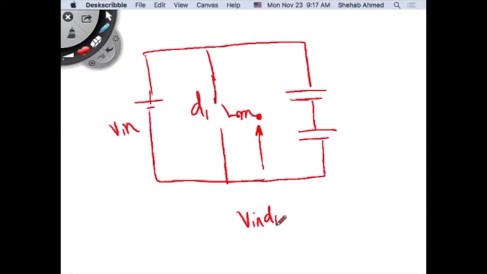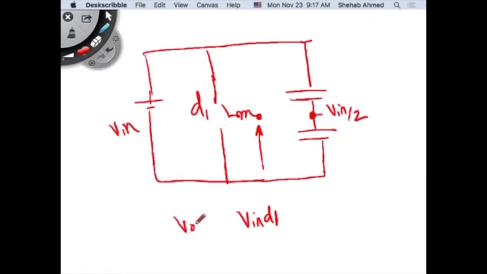V in times D1. What is my voltage here? This is the capacitive voltage divider. So this is V input here. This is V input over 2. Two capacitors across the DC supply. It's a capacitive voltage divider. This will be charged to half. This will be charged to half.